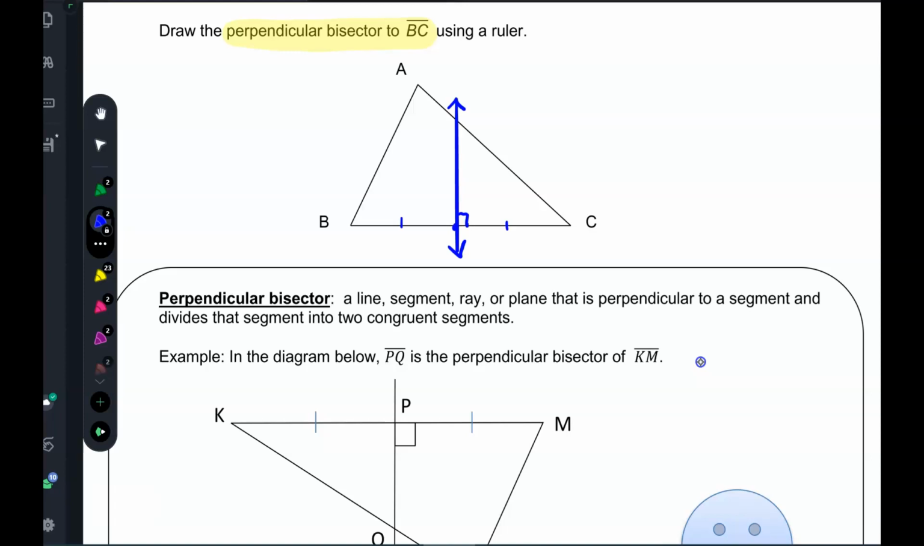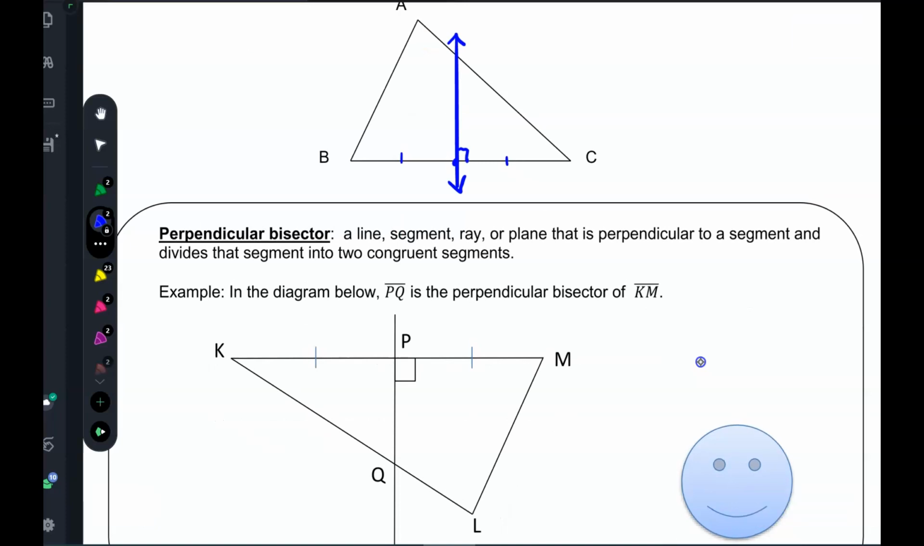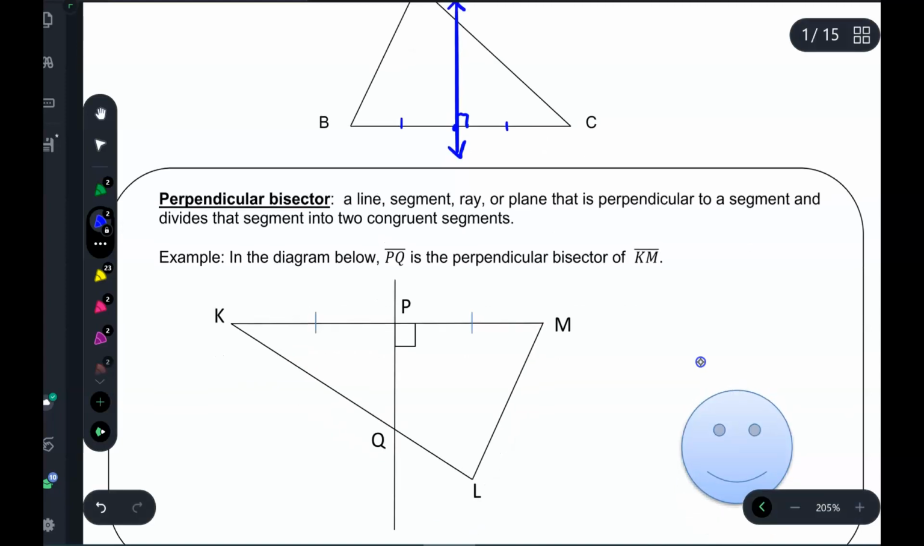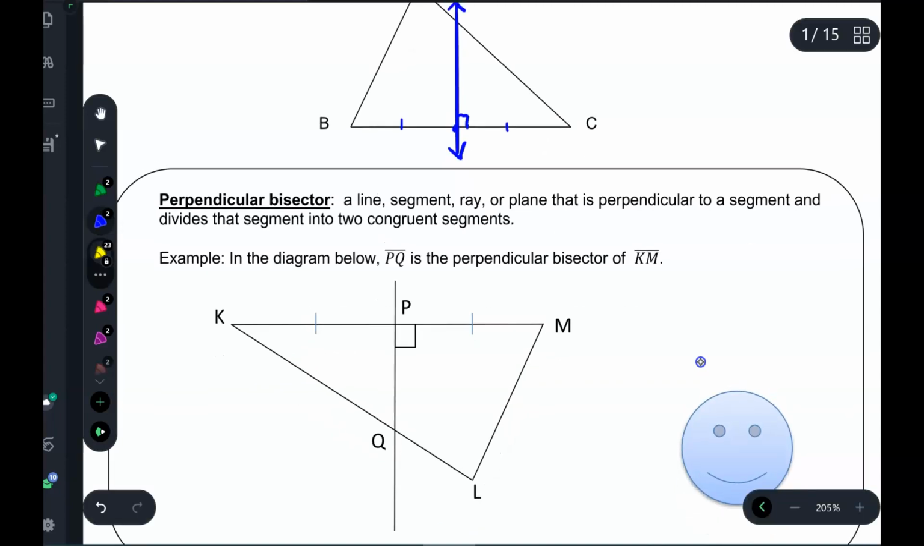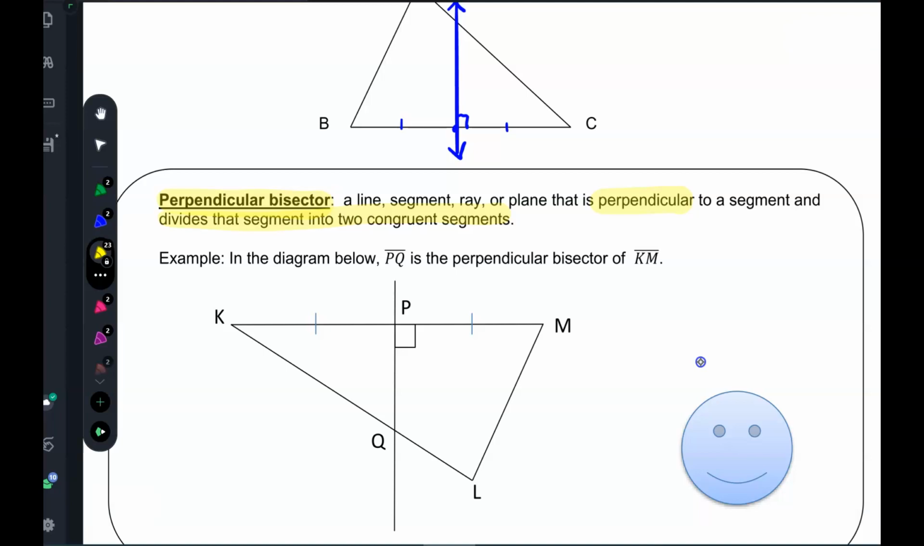Why did I have to put the line in the middle? How do you know where to put the line? So it's got to go through the midpoint. So here, perpendicular bisector, the definition: it's got to be perpendicular, and it's got to divide it into two congruent segments.